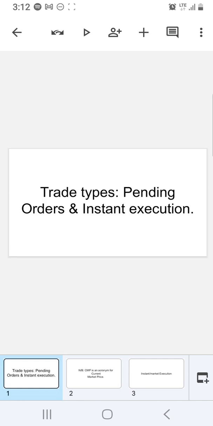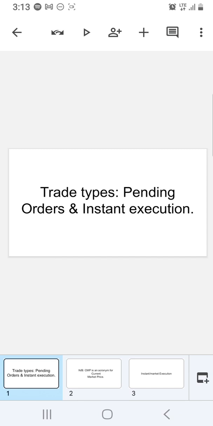Right, so in this module we'll be talking about trade types. Different types of trades, like how you execute your trades, how you enter the market. And majorly there are two types, which are pending orders and instant execution.